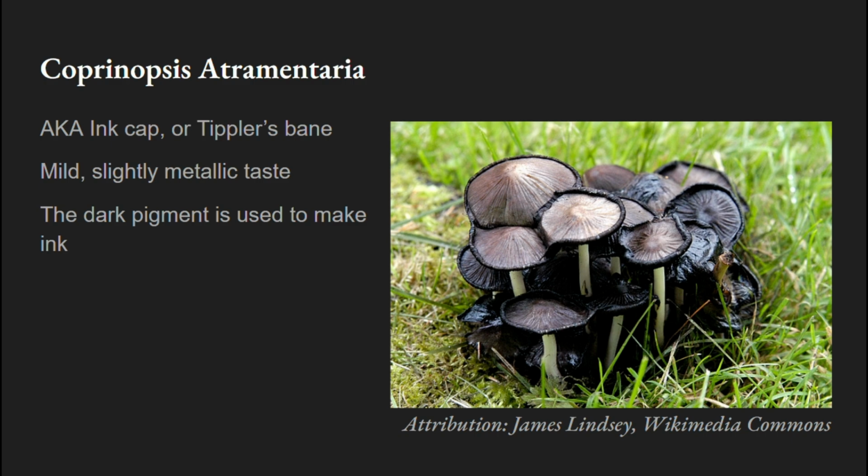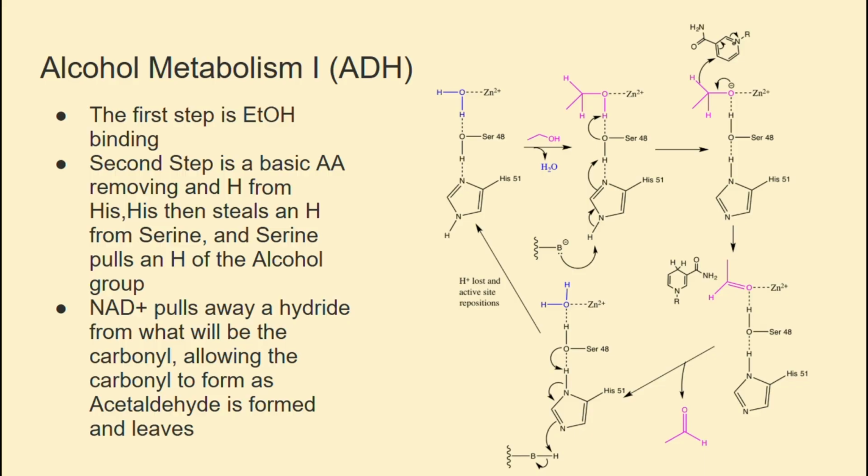So, in order to understand how Coprine does this, we need to understand how alcohol metabolism works in the first place. So, let's talk about that. Alcohol metabolism happens in two main biochemical phases. The first one, alcohol dehydrogenase, oxidizes ethanol into acetaldehyde. So, let's go over how it does this.